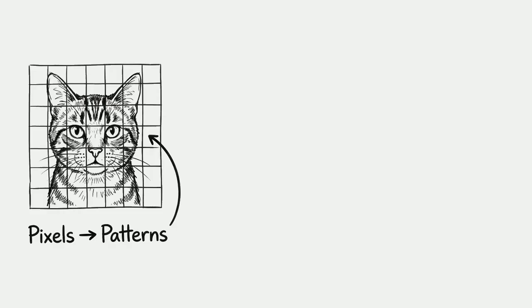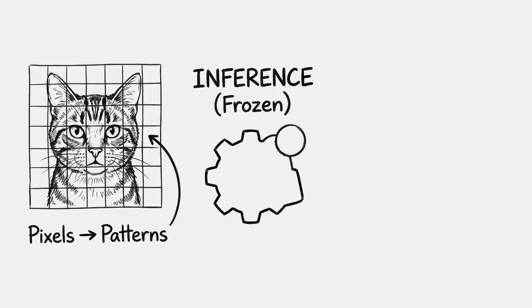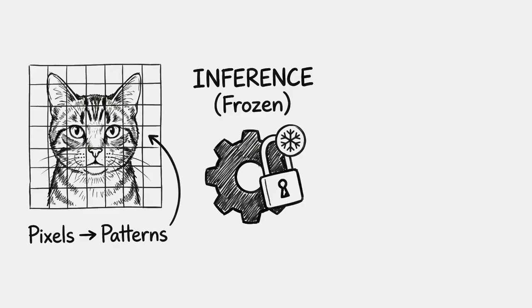Once training is finished, we move to inference. During inference, we freeze the weights and only perform forward passes. The network no longer learns, it simply applies what it has already learned to new data.